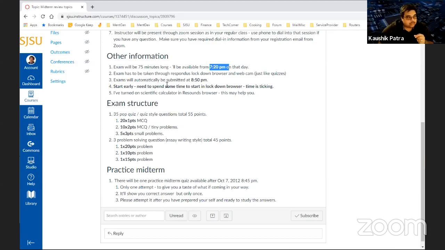And your exam will automatically be submitted at 8:50 p.m. So if you actually log in late, like maybe 7:45 or 8, you will simply lose your time, right? So make sure you start early to have the whole 75 minutes. This is a 75-minute long exam.